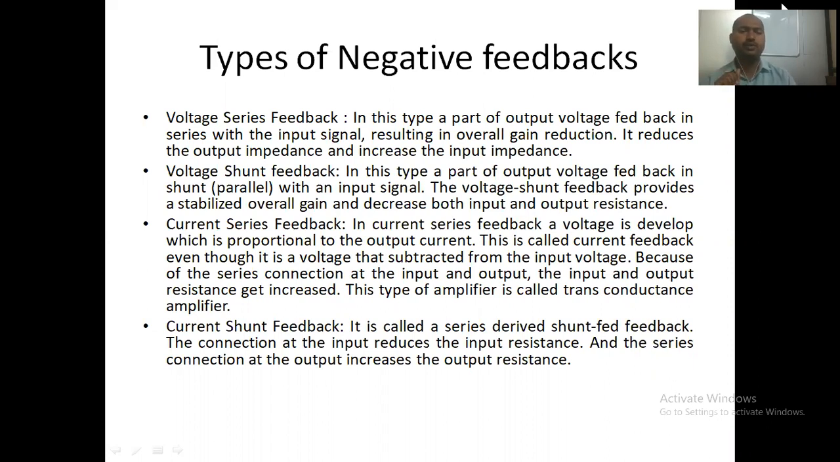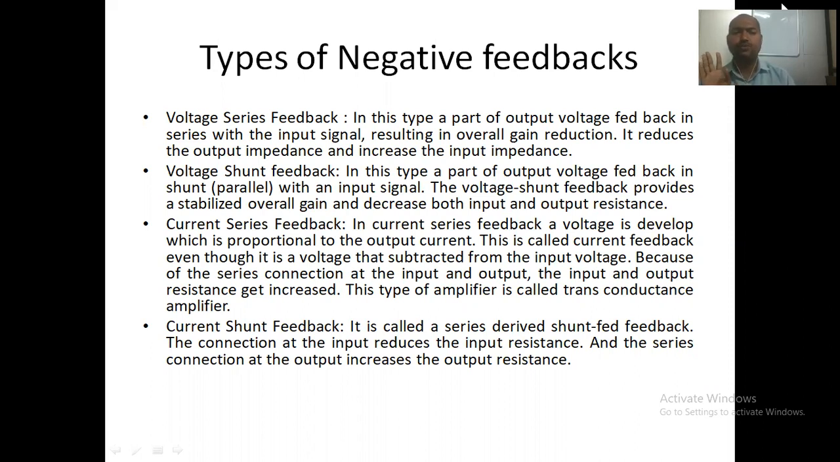Okay, we're discussing the voltage series feedback. What it indicates is that whatever output comes from your amplifier is a voltage. We have applied the input to the amplifier, and the output coming across your amplifier is a voltage. In voltage series feedback, that voltage is applied to the input in series, right? If the voltage of the amplifier is connected with respect to the input in series, then that type of feedback is called voltage series feedback.